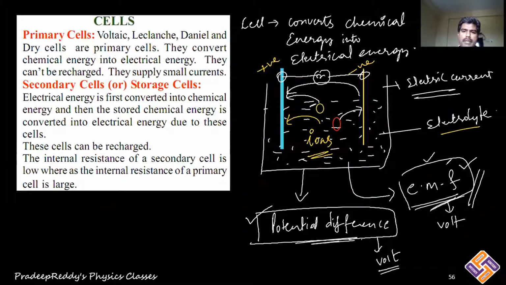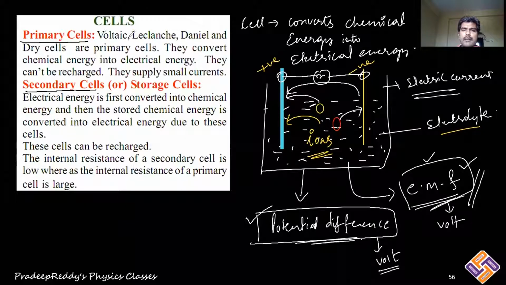Some force is present between these two terminals, such that it is readily forcing the electric charge from one terminal to another terminal. That is the difference between EMF and potential difference. There are two different types of cells: one is primary cells and the other is secondary cells.